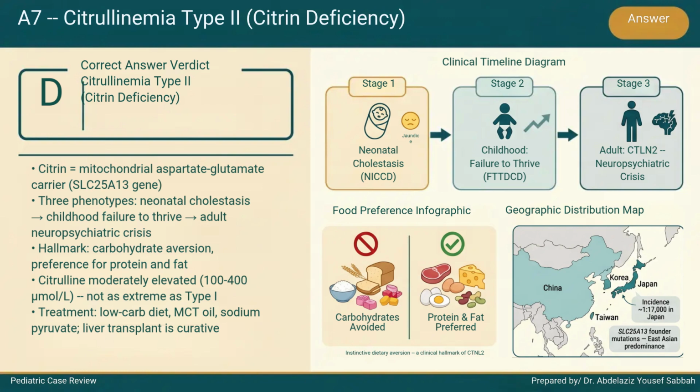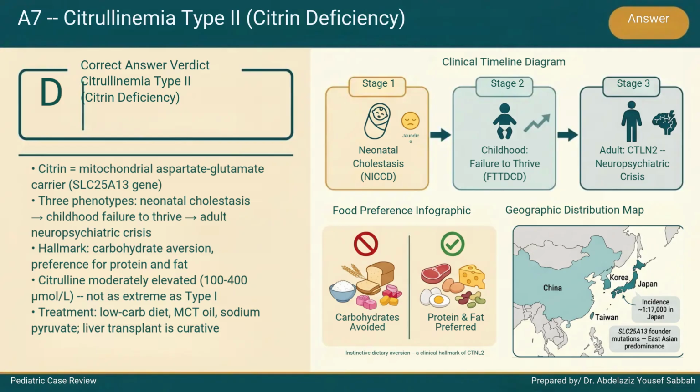Citrin is the mitochondrial aspartate glutamate carrier, encoded by the SLC25A13 gene. It has three phenotypes that evolve over a lifetime: neonatal cholestasis, then childhood failure to thrive, then an adult neuropsychiatric crisis. The hallmark clue here is the instinctive carbohydrate aversion, with a preference for protein and fat.